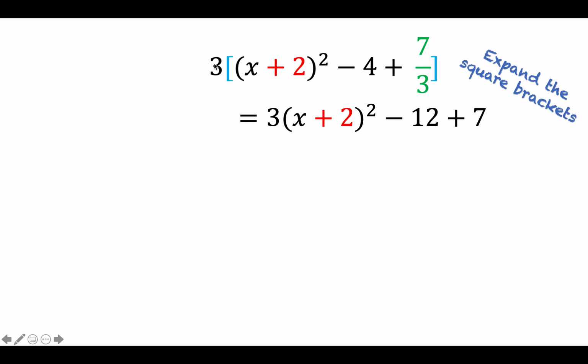And then expand the square brackets. We've got minus 12 plus 7, that's the same as minus 5. And now I've finished completing the square. My minimum point is the opposite of plus 2, minus 2, and the minus 5.